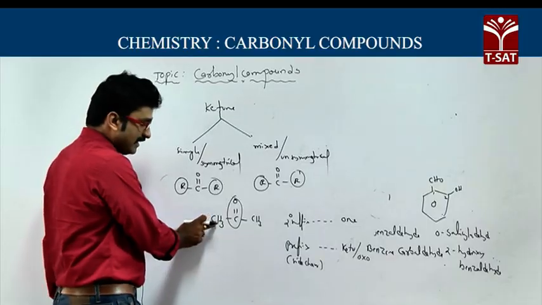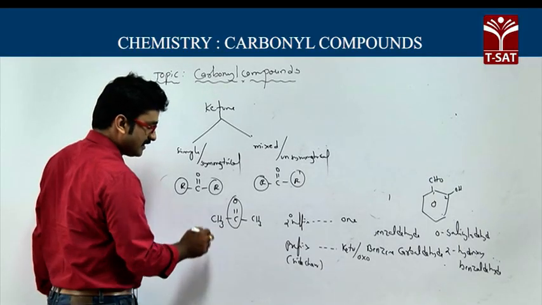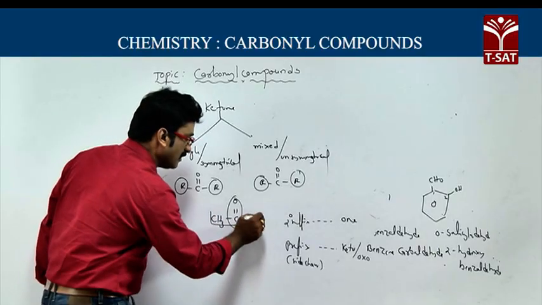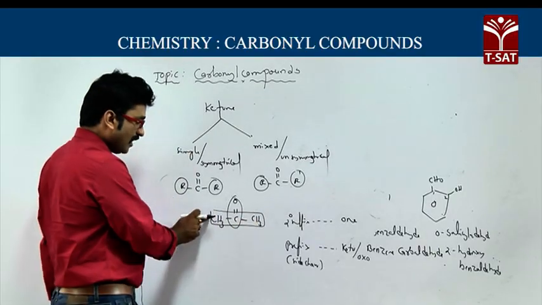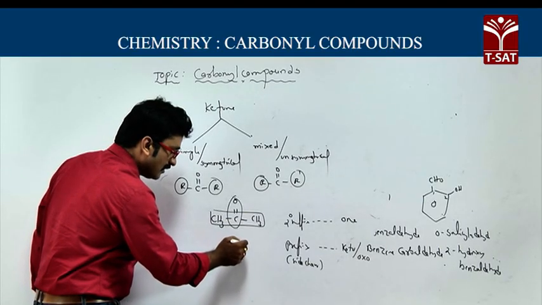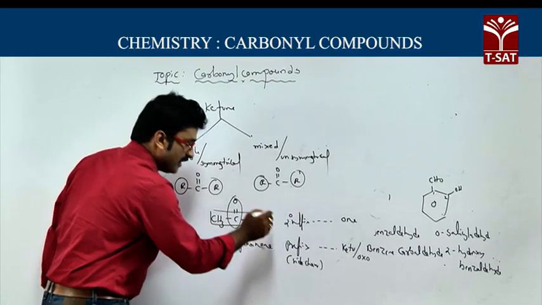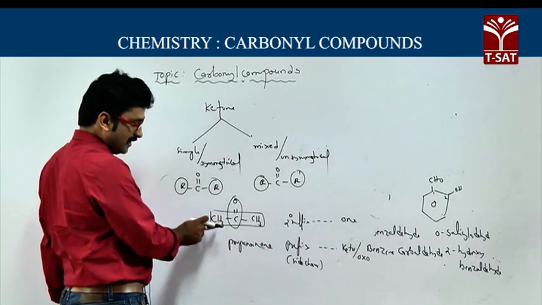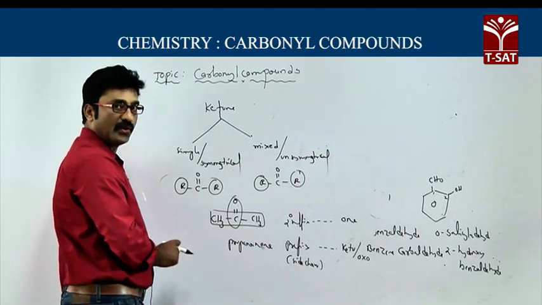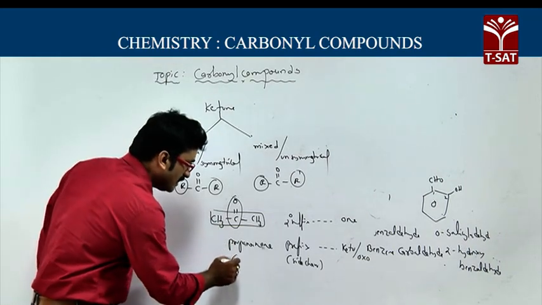Now here, this is the first member of ketones, CH3 C double bond O CH3. How many carbons are there? 3 carbons: 1, 2, 3. So prop, an, and you have to remove the terminal e and write one. So the IUPAC name of this compound is propanone. Propanone is the IUPAC name, and its common name is acetone.